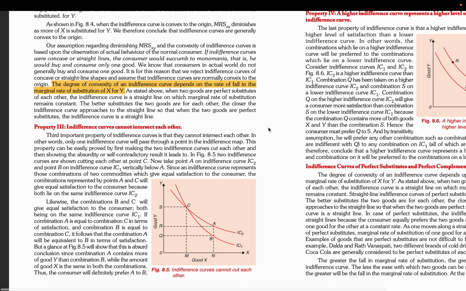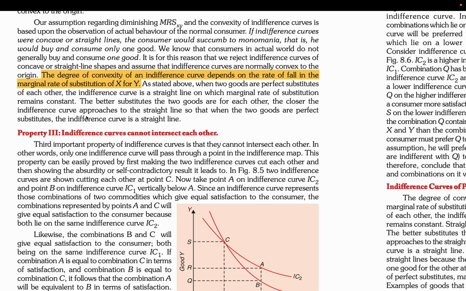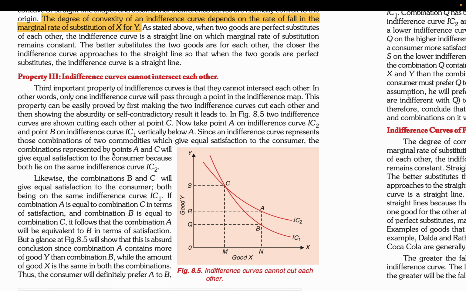So hold on. Property 3, indifference curves cannot intersect each other. The third important property is that they cannot intersect each other. Only one IC will pass through a point in the indifference map. This property can be easily proved by first making the two indifference curves cut each other and then showing the absurdity of the self-contradictory result it leads to.